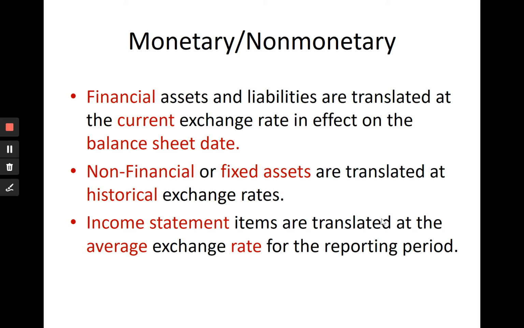Non-financial or fixed assets are translated at historical exchange rate. So the value of the laptop is translated at the exchange rate of 2 years ago when we purchased the laptop in Japan. Income statement items are translated at the average exchange rate for the reporting period. This word average here can be also substituted with the exchange rate that the data provider provides, or exchange rate of a fixed date in the year.